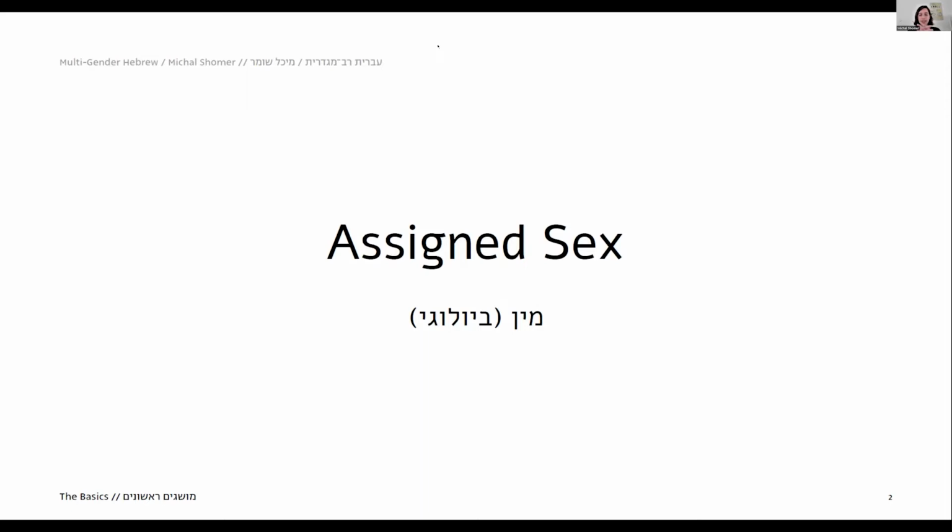For example, if I have a uterus, my sex would be assigned as female, assuming I have other female biological factors in hormones and chromosomes. And the same goes for male. So for assigned sex, we have either male or female.